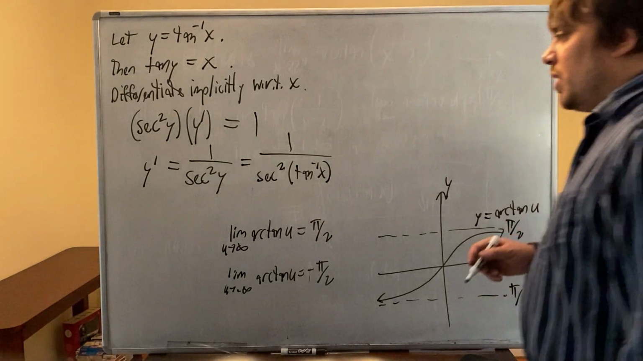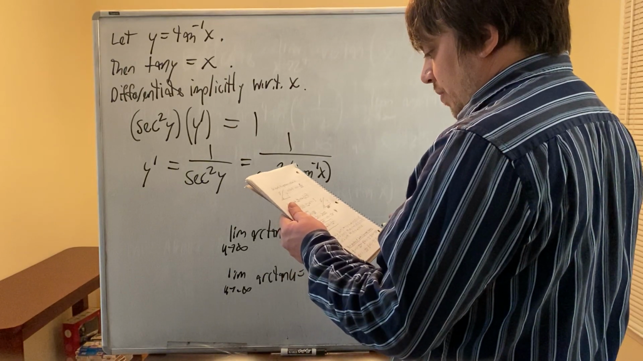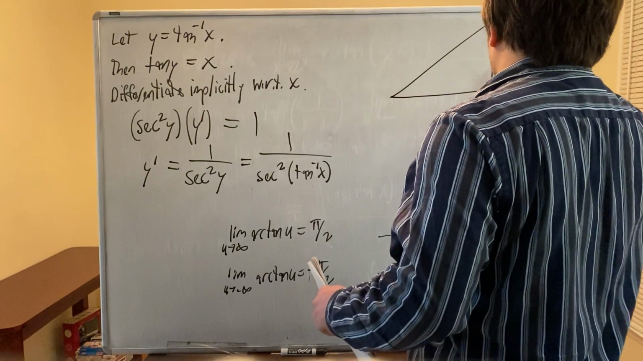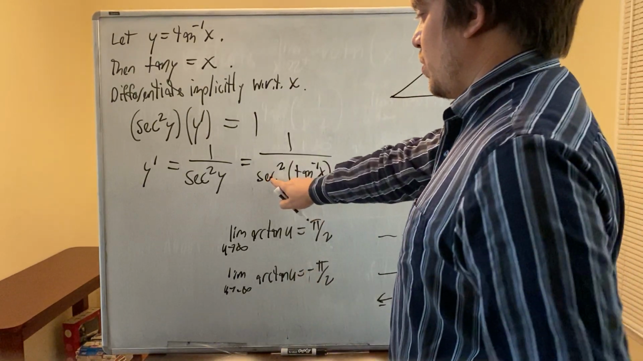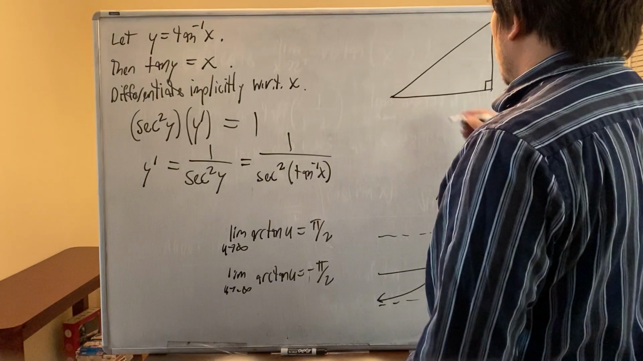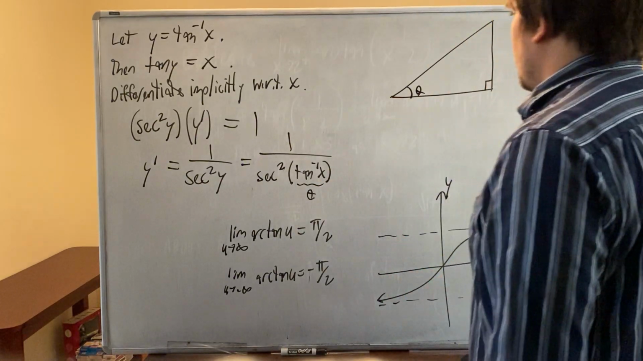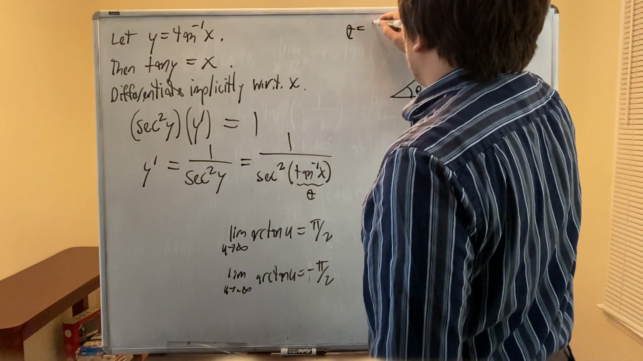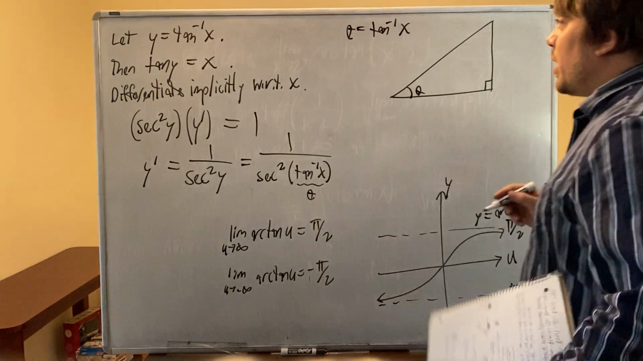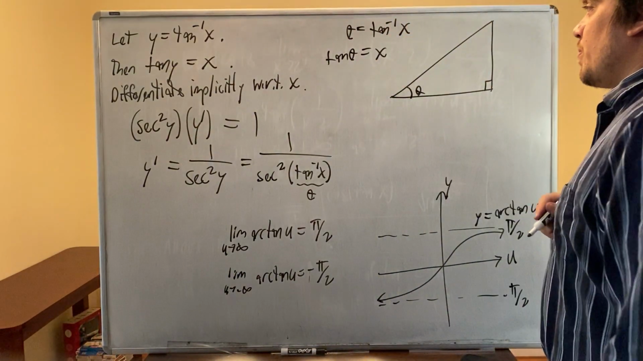So now let's find secant squared of tan inverse x using a triangle again, because we have the square of an inverse trig function. So here's the angle theta, and let theta be tan inverse x. And so theta is going to equal tan inverse x. That means that tan theta equals x.